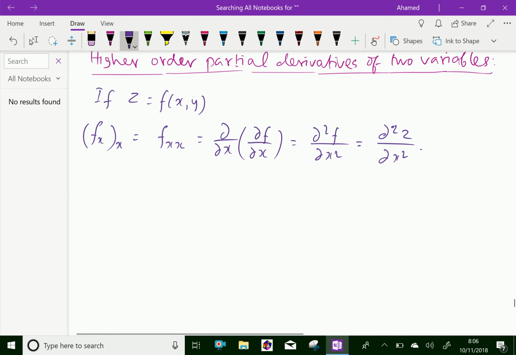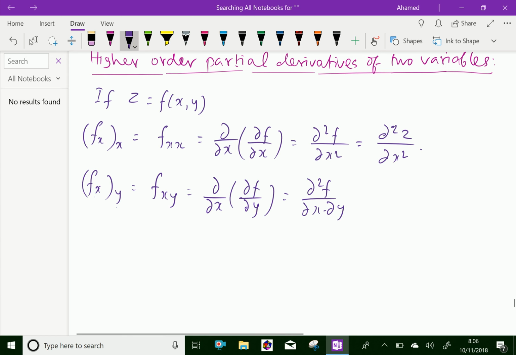Now, f of xy means the first partial derivative of function f with respect to x, then with respect to y, which in turn we can write as f of xy. Further you can write it as dou by dou x of dou f by dou y, which is further expressed as dou square f over dou x dou y, which is further equal to dou square z over dou x dou y.